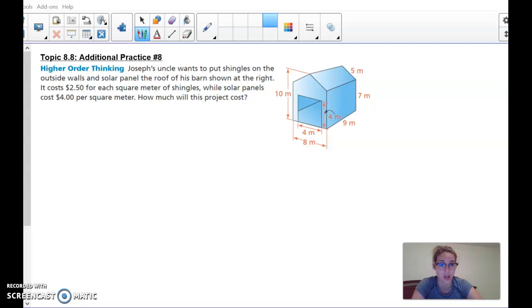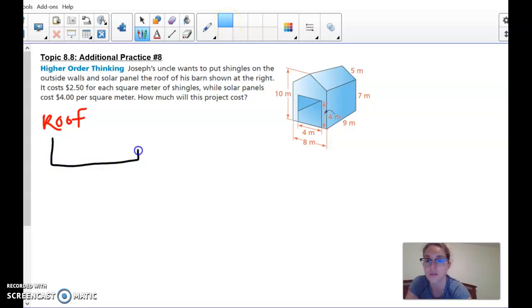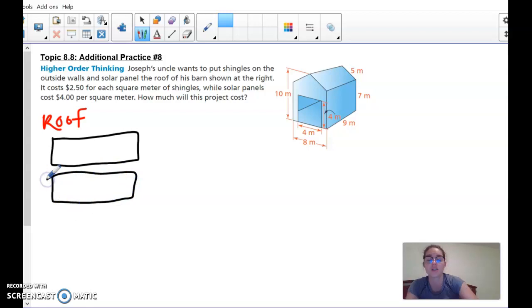So I'm going to start by drawing all the sides of this barn and start organizing my thoughts. So the first thing I'm going to look at is the roof. And I know the roof has two rectangles. It actually looks like both rectangles are going to be the same dimensions. The edge looks like it's 5. And then this longer edge, the length, is going to be the same as this bottom one. So the length is going to be 9.